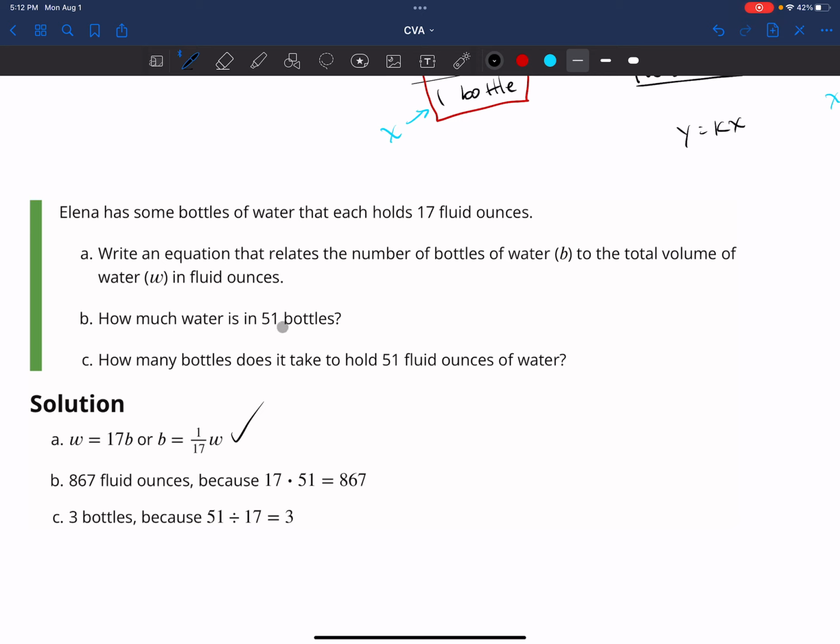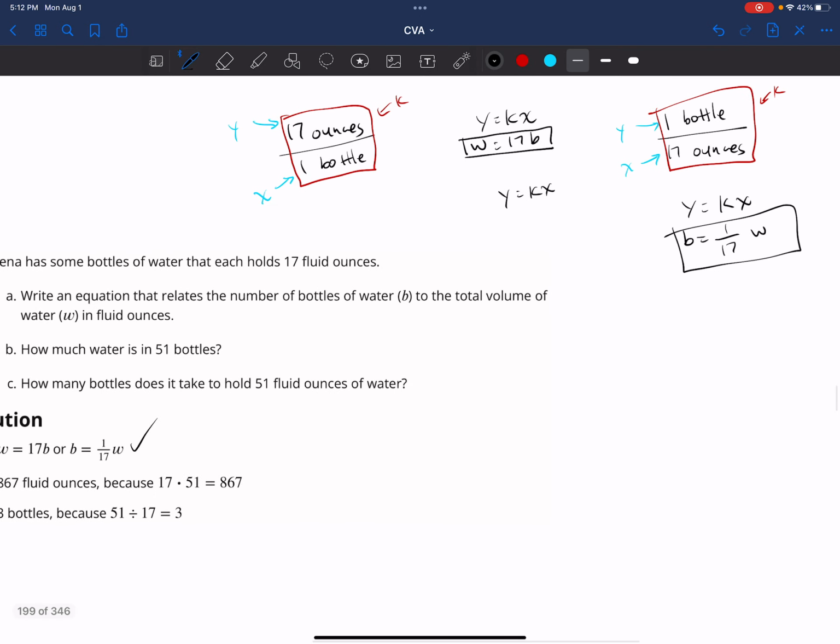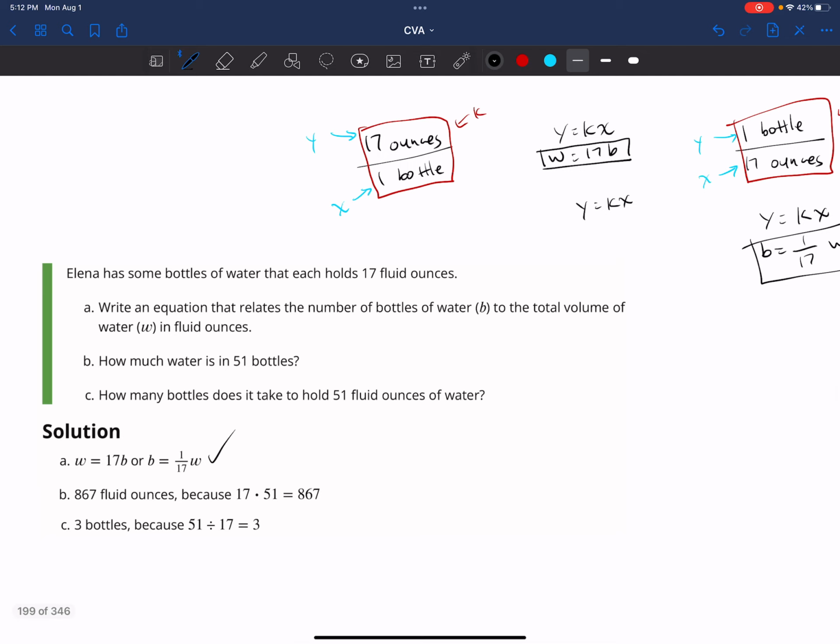So let's take a look. How much water is in 51 bottles? By the way, this kind of problem is really important, like for me when I go camping and I want to figure out how much water we need per person. We can measure how much water a person drinks each day in ounces, and then from there you can calculate how many bottles you need for the trip. So this is pretty useful stuff, I'd say. So how much water is in 51 bottles?